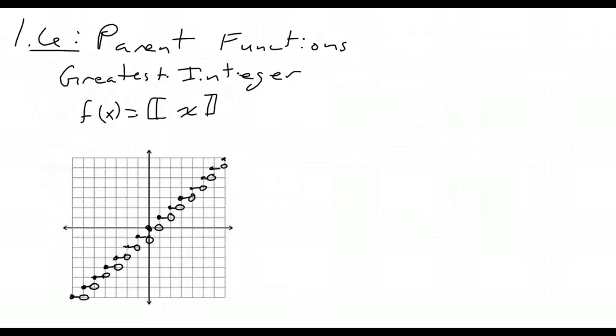The new one is called the greatest integer function. This is f of x equals the greatest integer, that's what these little weird bracket things look like, of x. So basically all this function really means to do is to round down. Always, always, always round down.